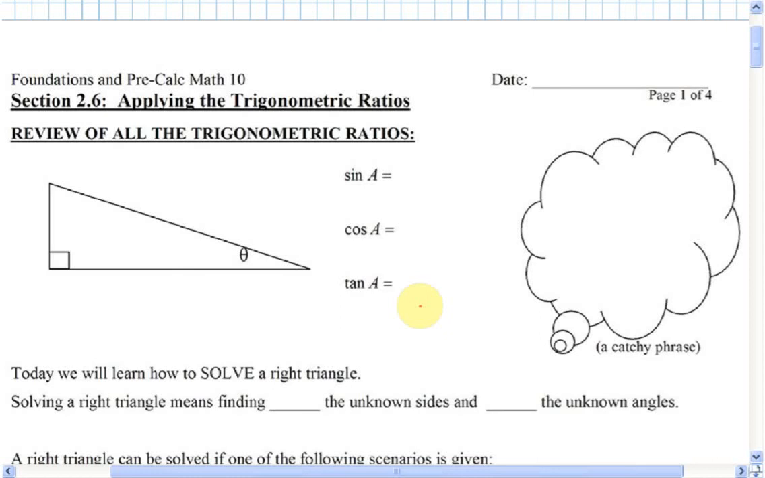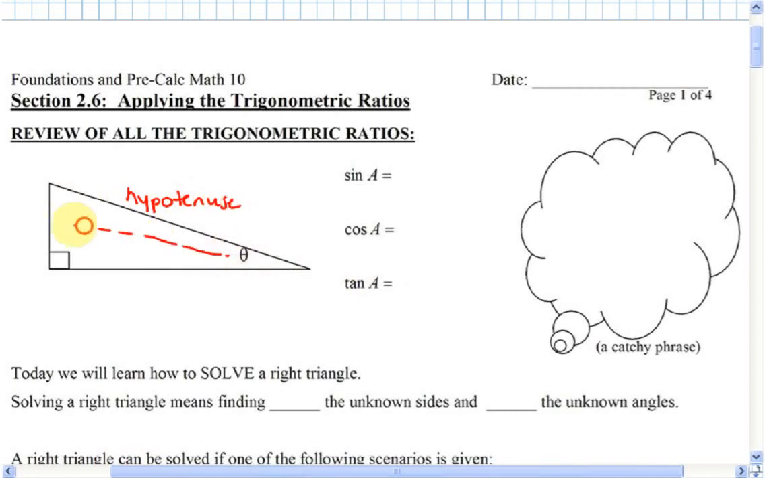Gentlemen, so today what I want to do is review every single thing we've done so far in chapter 2 and put it all together. So as a quick review here, here's my triangle. What do we call the longest side? Right, hypotenuse. Write this in.